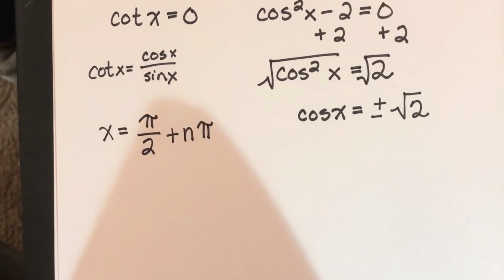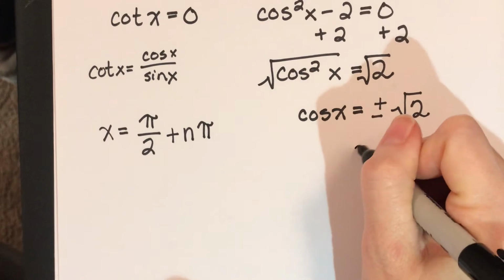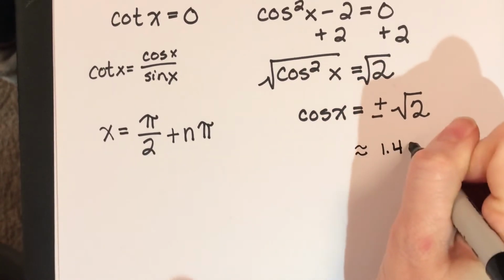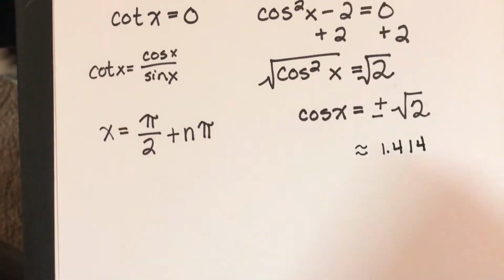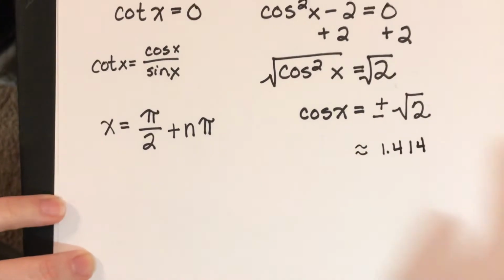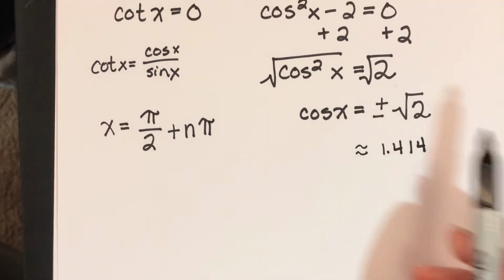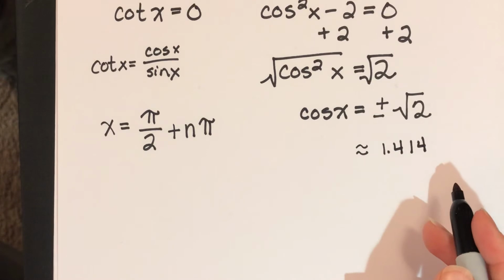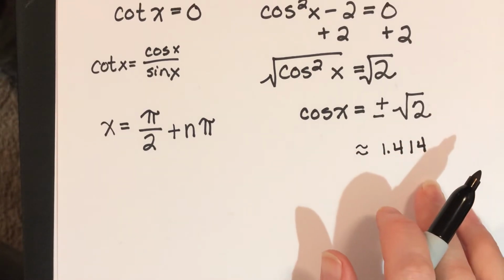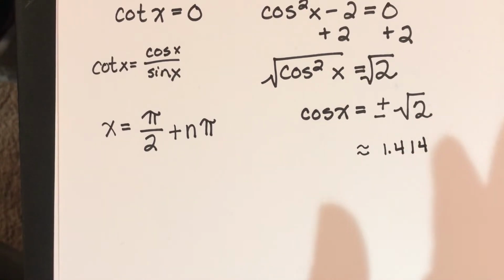Square root of 2 is about 1.414. So that's greater than 1, so this solution doesn't even work. There is no solution for this part here because it's outside of the range of the cosine function.